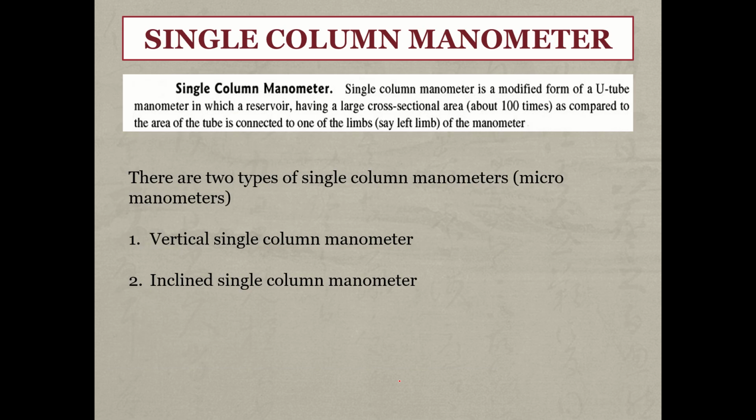And the last one is single column manometer. So single column manometer is an extended version of U-tube manometer, what we have seen in our earlier slide, but here you have an extra part called a reservoir. Okay, and the area of this reservoir will be almost 100 times greater than the area of the tube. Okay, so in single column manometers we have two types. One is vertical single column manometer and next one is inclined single column manometer.